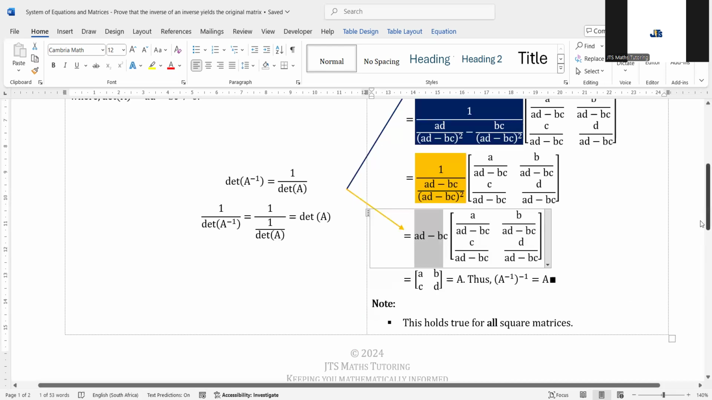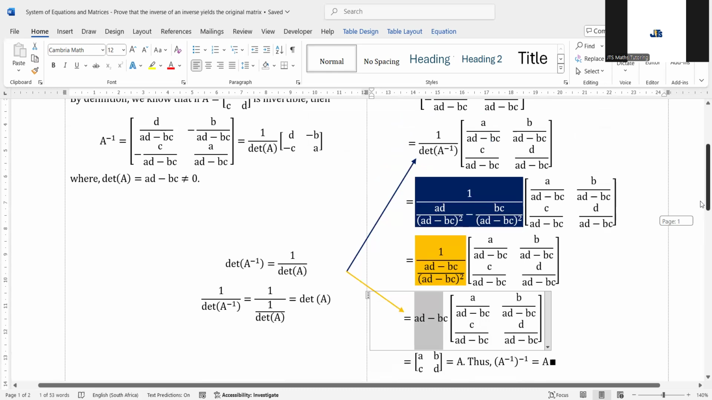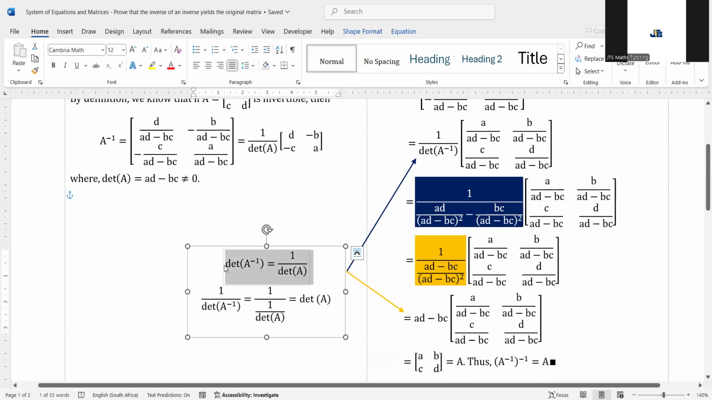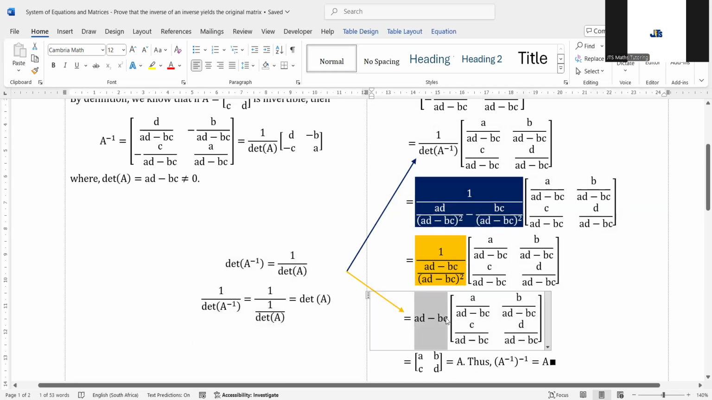And I also want to let you see something. Why did I highlight this in blue and orange here? Because we know that there is a property which states that the determinant of an inverse is equal to 1 over the determinant of that matrix, meaning that 1 over the determinant of the inverse of A is equal to 1 over 1 over the determinant of A, which is just going to give us the determinant of A. So instead of doing what I did here, I could have just taken advantage of this property, of which we know that this is the determinant of A.